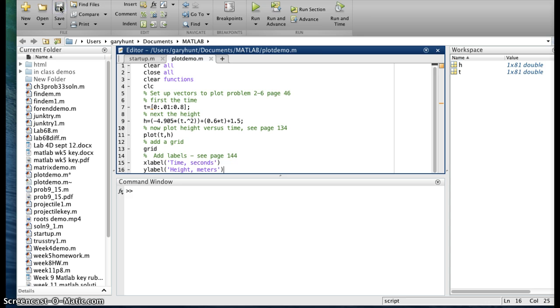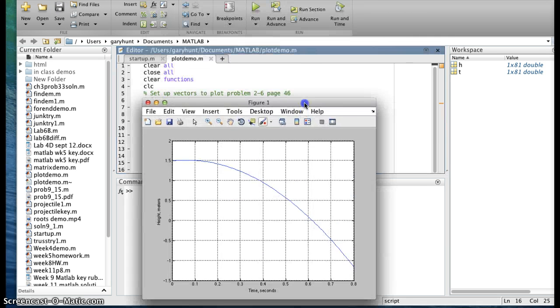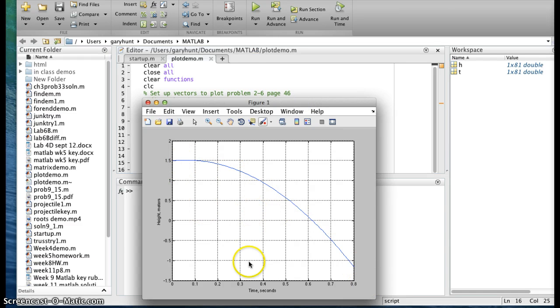Once again, we're going to save this guy. Let's run it and see what happens. There we go. There's our graph. We have a grid in there. My x-axis is labeled time, and units are seconds. My y-axis is the height, and the units are in meters.